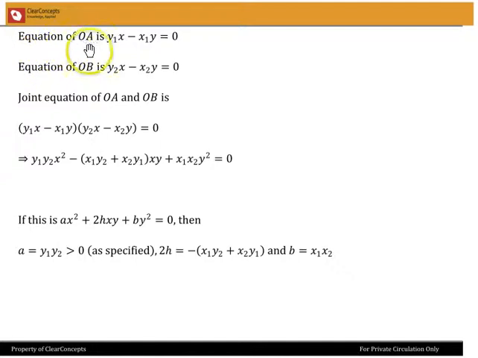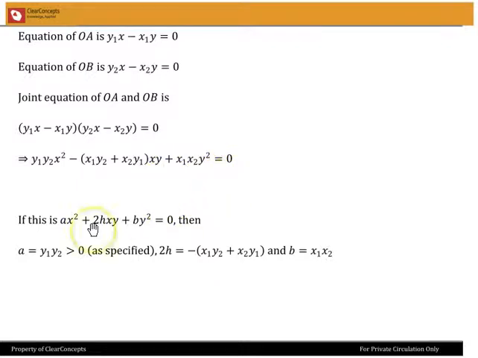Now the equation of OA is y1x − x1y = 0. Equation of OB is y2x − x2y = 0. Therefore the joint equation of OA and OB will be the product of the two expressions. Expanding, we get y1y2 x² − (x1y2 + x2y1)xy + x1x2 y² = 0.